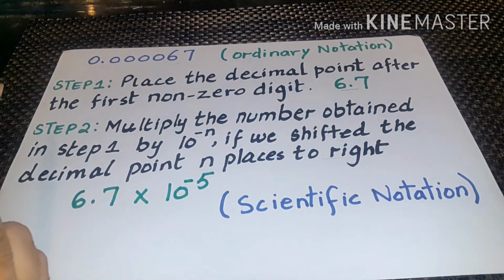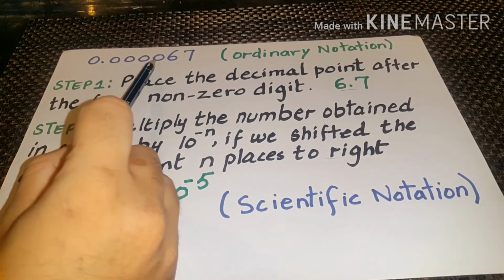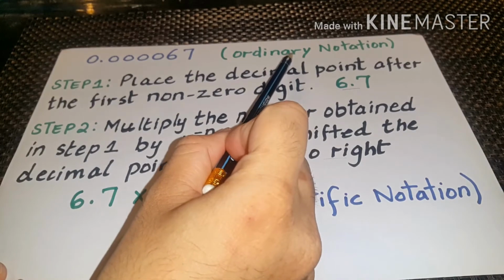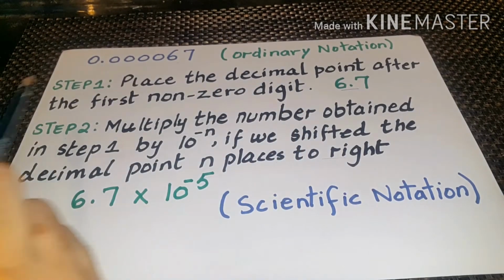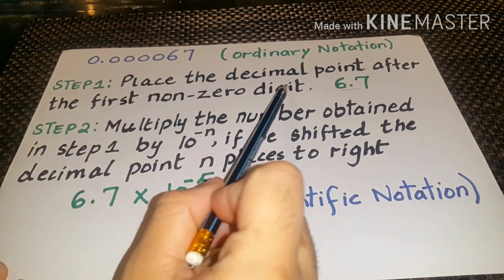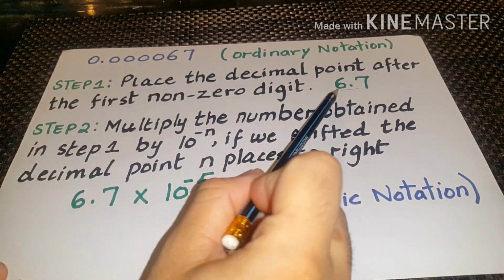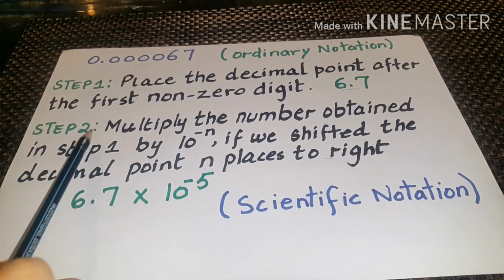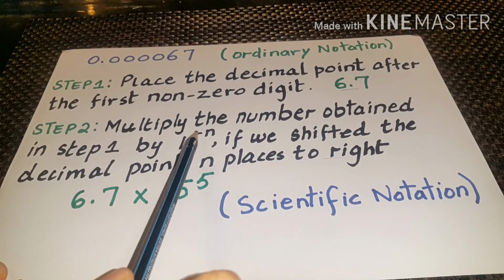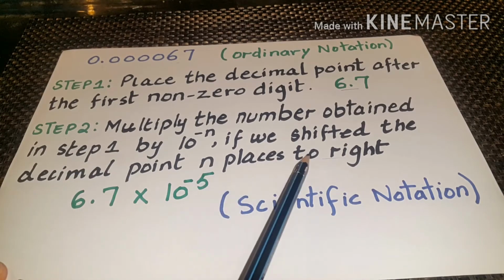Now if the number is less than 1, 0.000067 is the number written in ordinary notation. How will we write it in scientific notation? We follow two steps. Step number 1: place the decimal point after the first non-zero digit, that is 6.7. Step number 2: multiply the number obtained in step 1 by 10 raised to power minus n if we shifted the decimal point n places to the right.